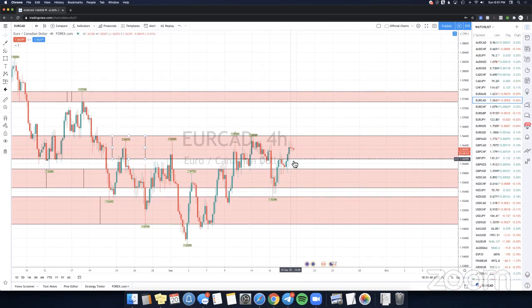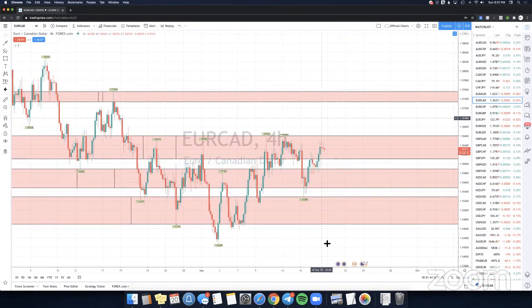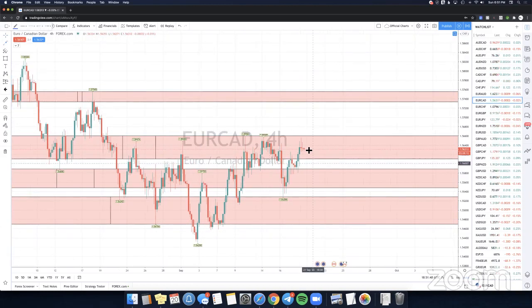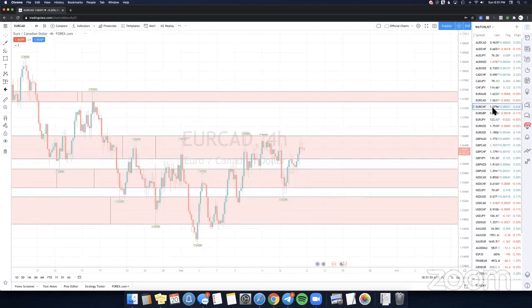So this is a risky pair. I personally wouldn't trade it unless it breaks above here, or if it breaks below, way down here. Because the last thing you want to do is enter a buy right here or enter a sell right here, and then it just shoots up on you. So I'd be careful with this pair if you guys are deciding to trade it.